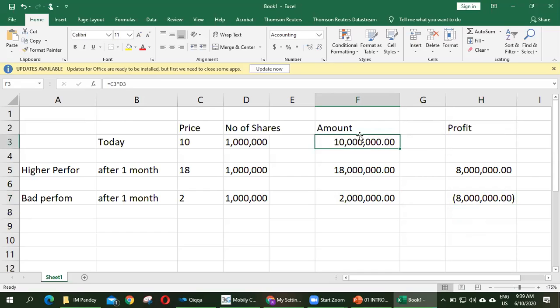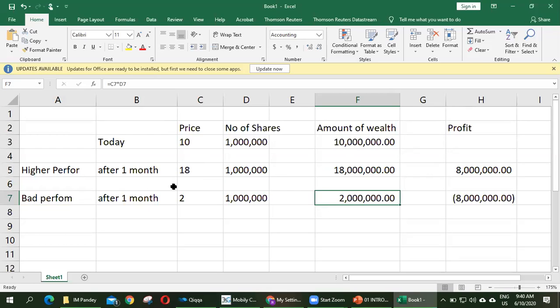So this is the amount of wealth. Right? At the time of investment, the wealth of the shareholder is 10 million. If the company performs well after 1 month, due to the higher performance, the share price has increased from 10 to 18 rupees. Therefore, their current wealth after 1 month is 18 million. If the company performs badly, the share price comes down to 2 rupees from 10 rupees, then the wealth is 2 million.